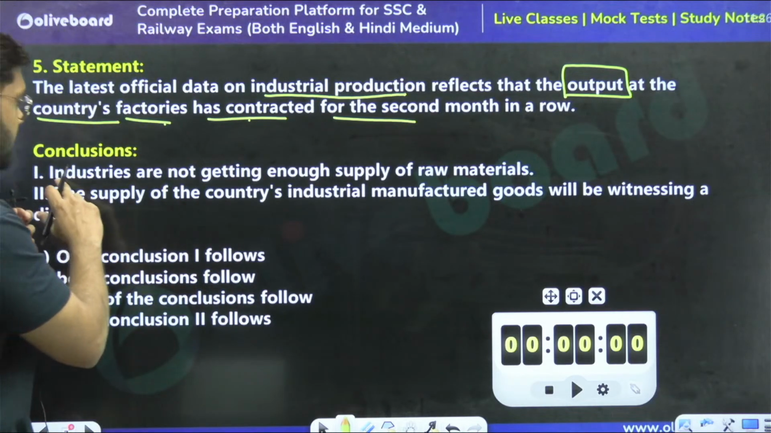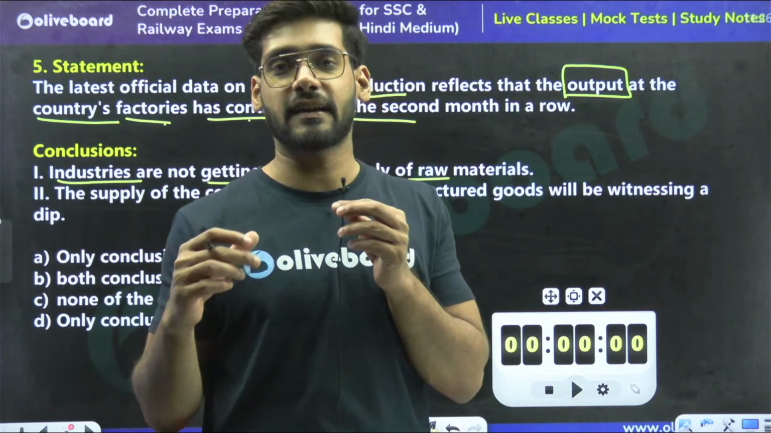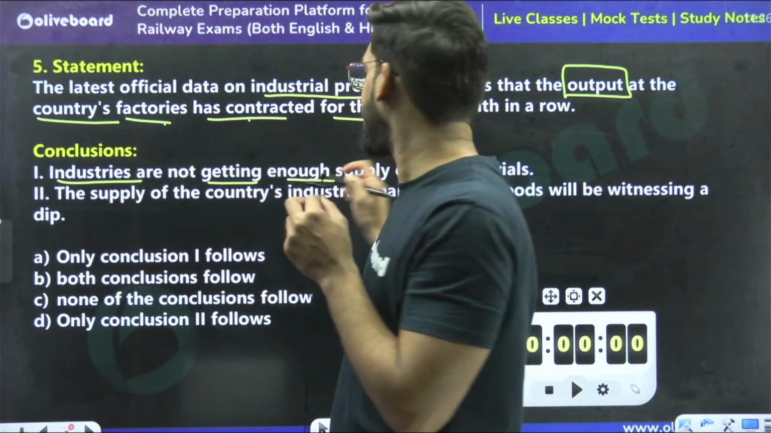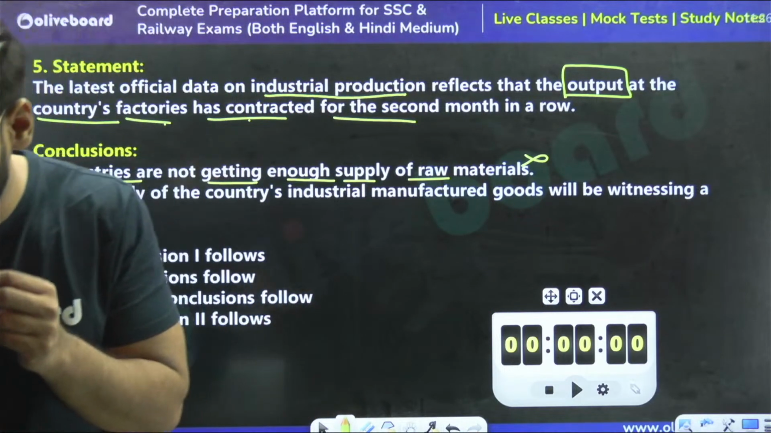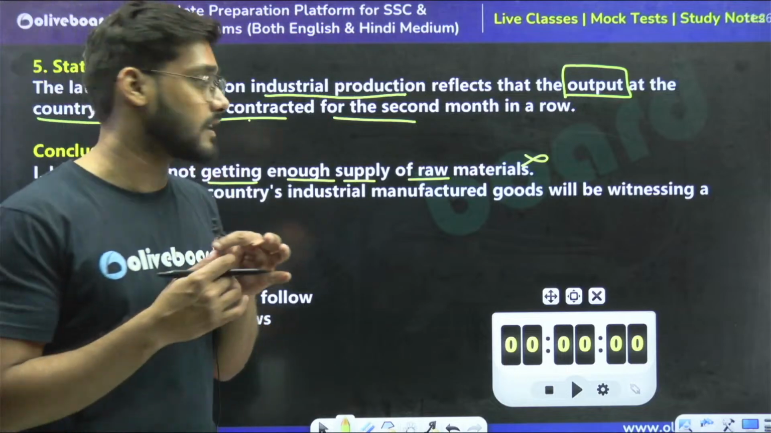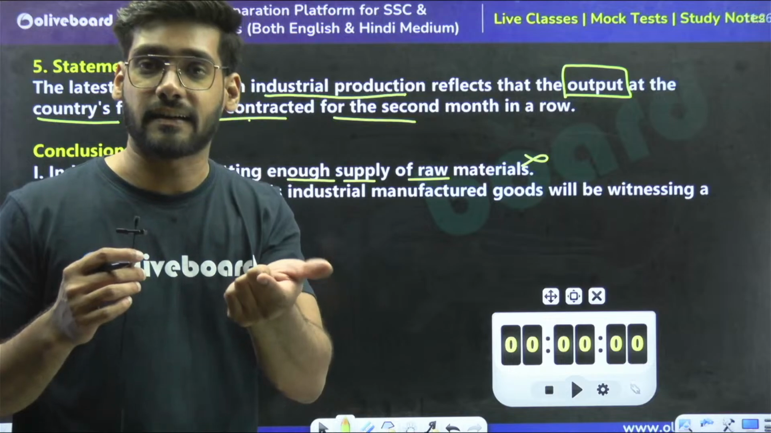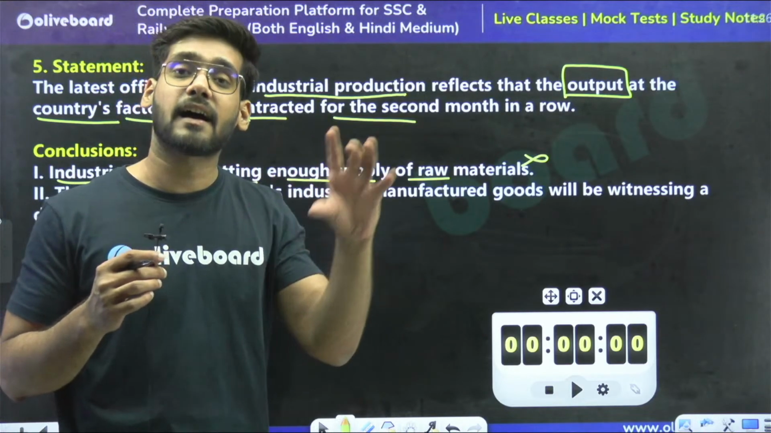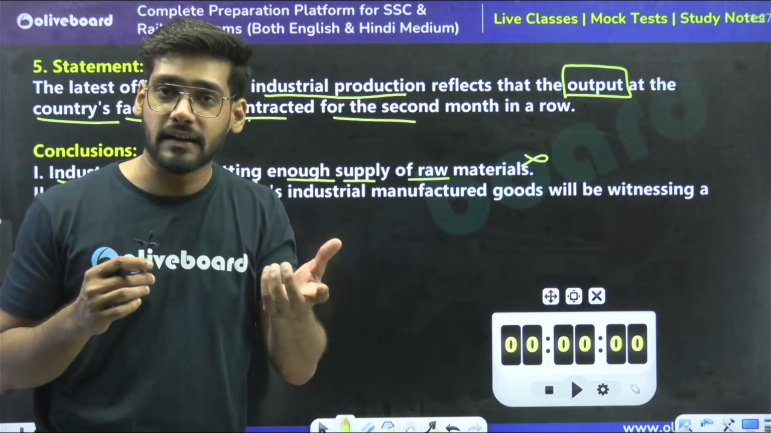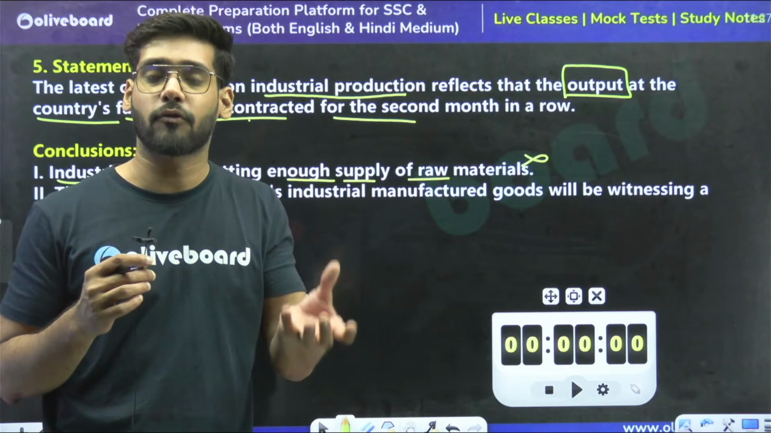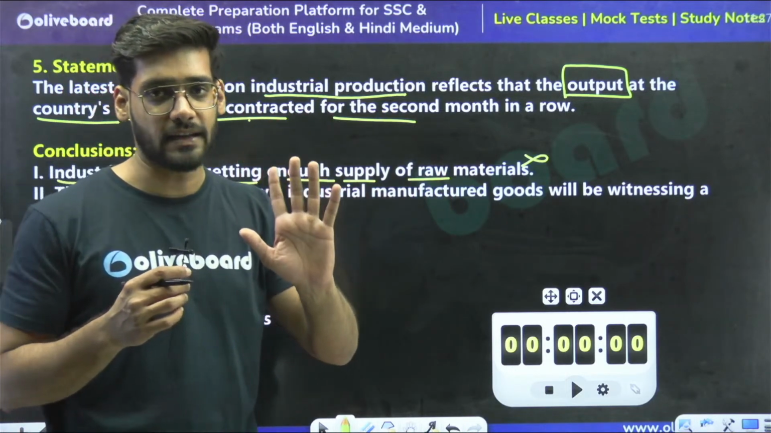In conclusion 1, industries are not getting enough supply of raw materials. This cannot be the only conclusion, this cannot be the only reason. That's why I am eliminating conclusion number 1. Right? Many reasons can be there. It can be the reason, it can be the conclusion, but there are other reasons as well for the decline of production and output. This cannot be the only reason, right?